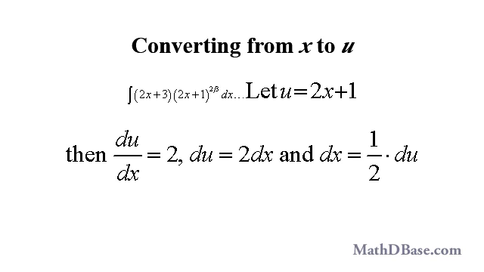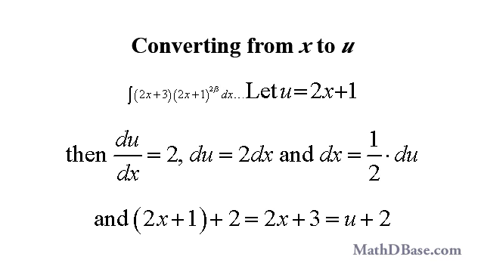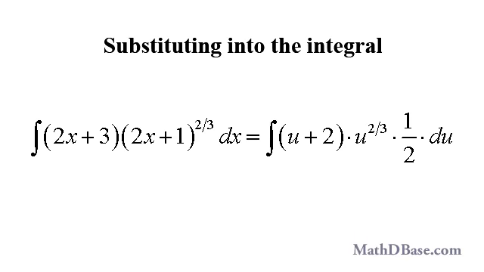Now constructing the first factor based on the relationship between x and u in the substitution, the quantity 2x plus 1 is equal to u, so that quantity plus 2, or 2x plus 3, which is the first factor in the integrand, is equal to u plus 2. Now substituting all of this into the original integral, (2x plus 1) to the 2/3 will be replaced by u to the 2/3, the quantity 2x plus 3 will be replaced by u plus 2, and dx will be replaced by half times du.